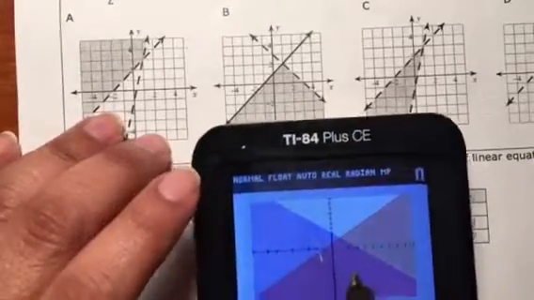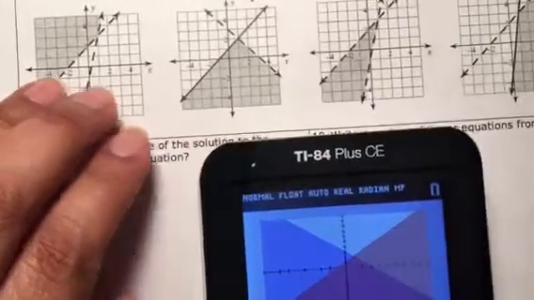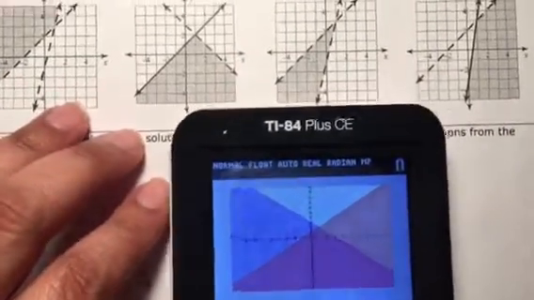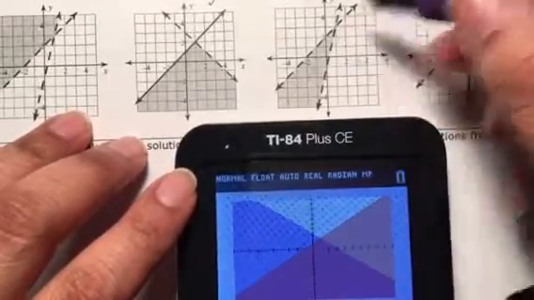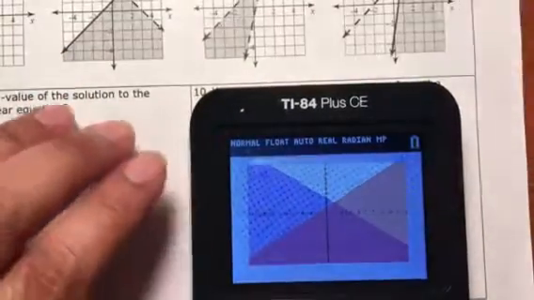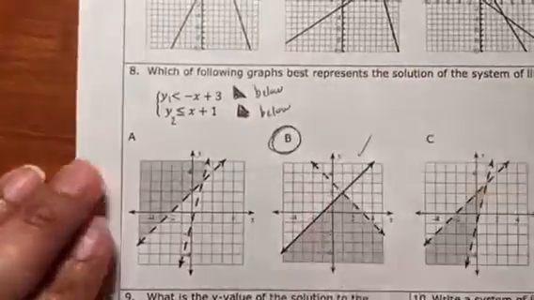B, I think, would be very accurate, but I'm going to check the other ones just in case I'm not paying attention to the line or something. So here it's too high, and here it's not shaded in the right section. So B would be your correct answer.